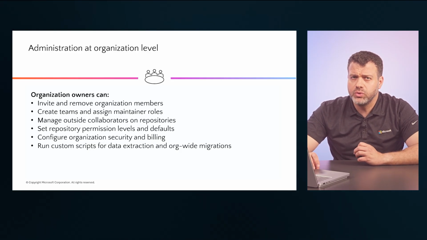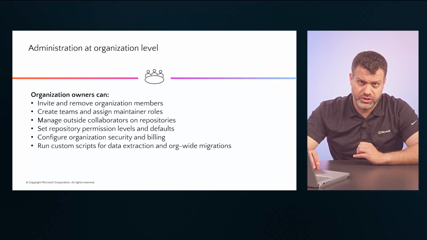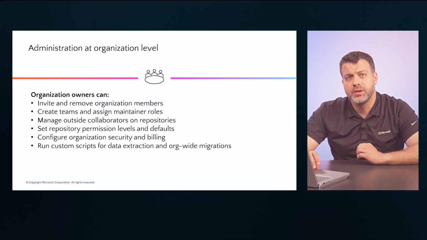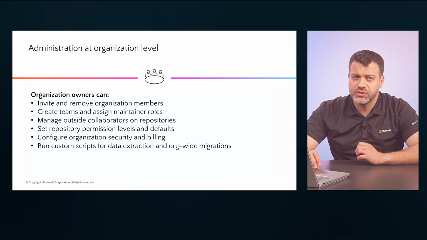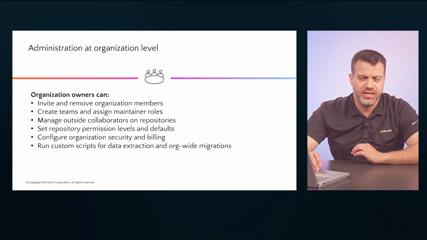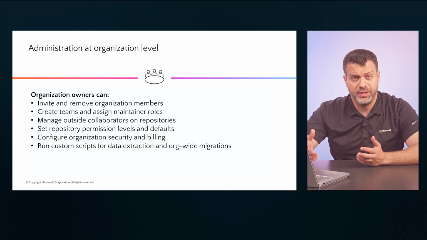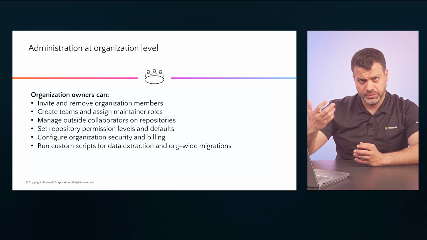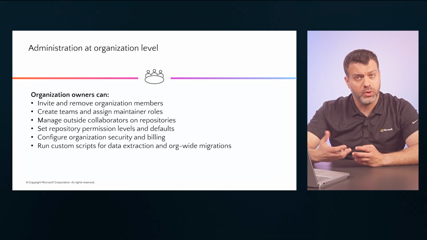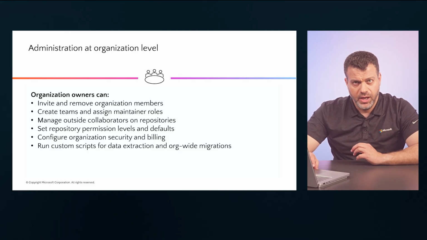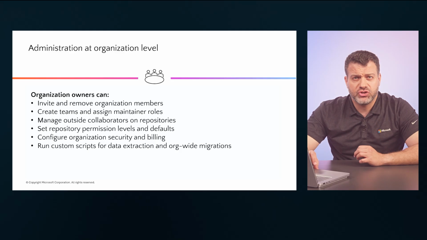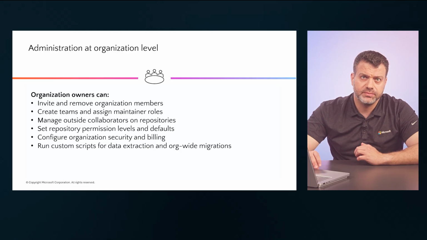You can also include some repository permission access and settings and default permissions at your organization level. You also will be able to handle security, billing, and automation, helping maintain consistency across the entire environment. And by environment here, we're looking at multiple organizations or multiple repos under one organization. So organizational level administration is about central control, ensuring people have the right access across the repositories.